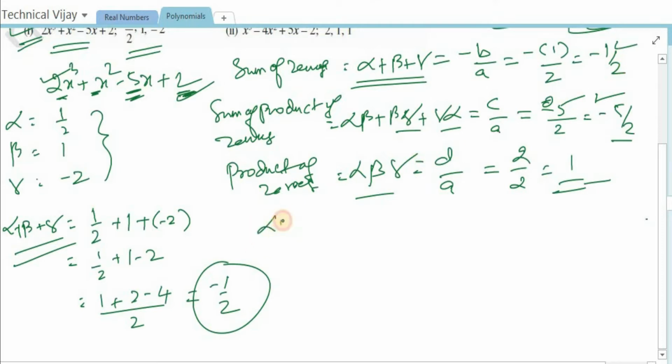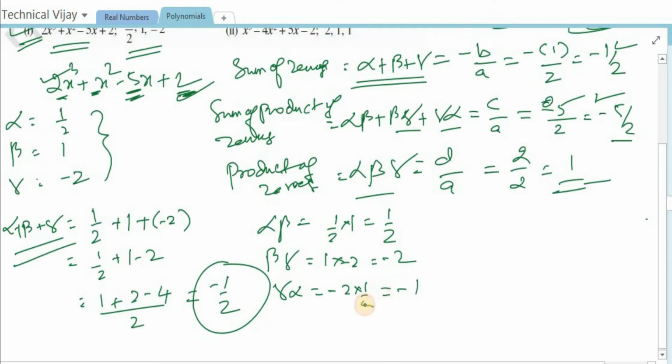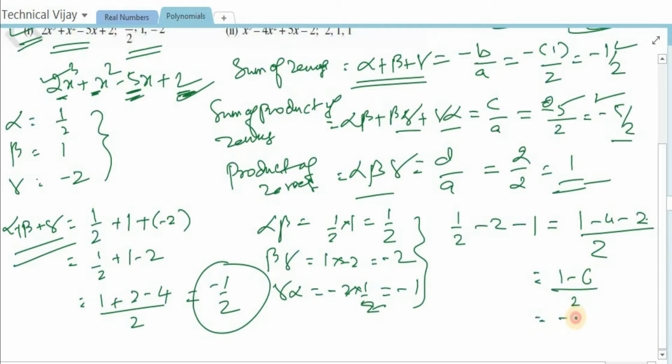And now alpha into beta is equal to what? 1 by 2 into 1 is equal to 1 by 2. Beta into gamma is 1 into minus 2, which is minus 2. Gamma into alpha is minus 2 into 1 by 2, which is minus 1. Now we add these: 1 by 2 minus 2 minus 1, again with LCM 2, 1 minus 4 minus 2. So 1 minus 6 divided by 2, which is equal to minus 5 by 2. So this is equal to this one.